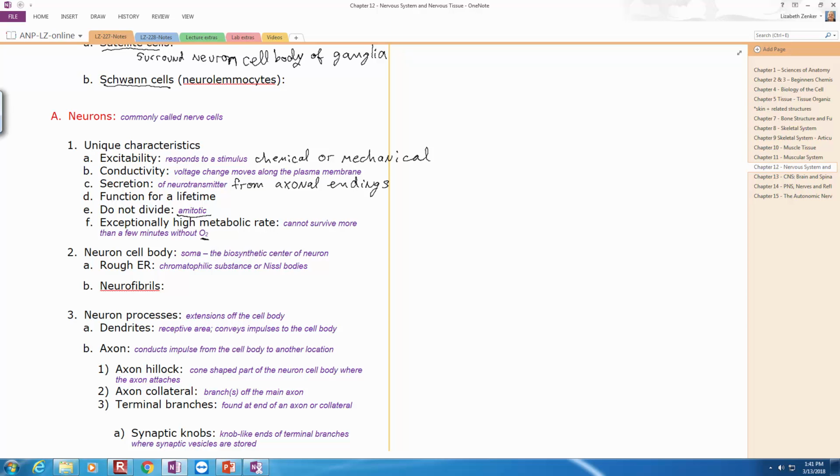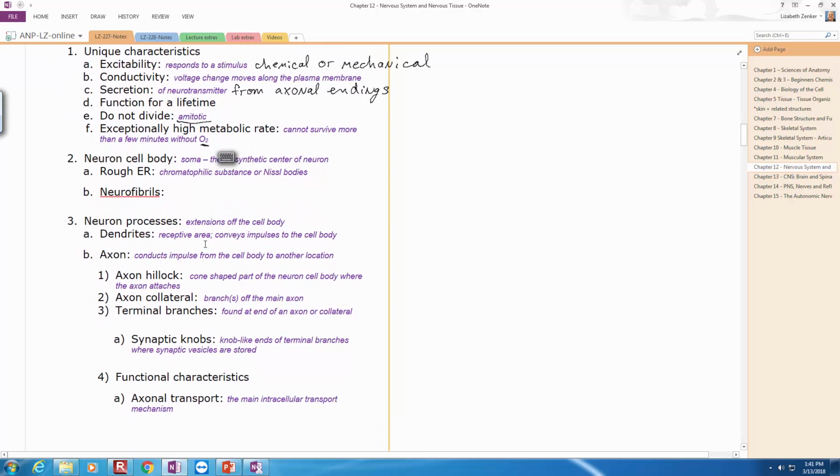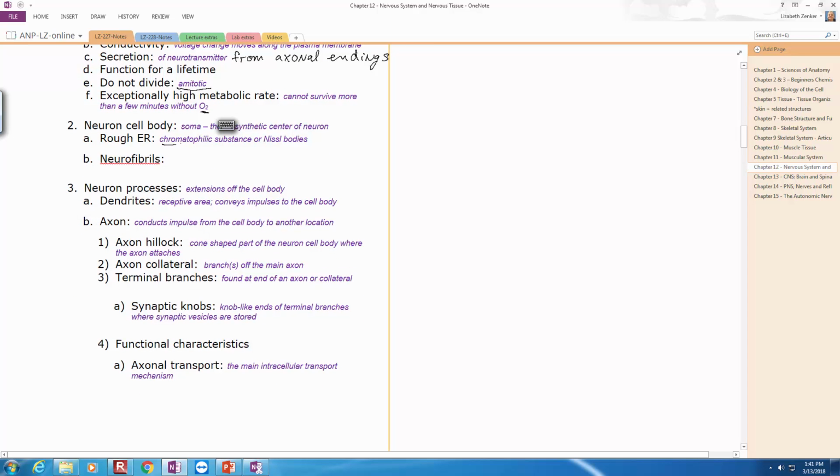Okay, neuron cell body. Soma, we said meant body, right? So it says the biosynthetic center of a neuron. And we have rough ER, RER, which it says chromatophilic substance or Nissl body. So chromatophilic, philic versus phobic. Phobic means you're afraid of, so philic means you like it or you love it. Chrome means color. So these are color-loving substance. So Nissl body is going to look very dark. So kind of dark staining when you see that, if you guys looked at that under the histology for lab.